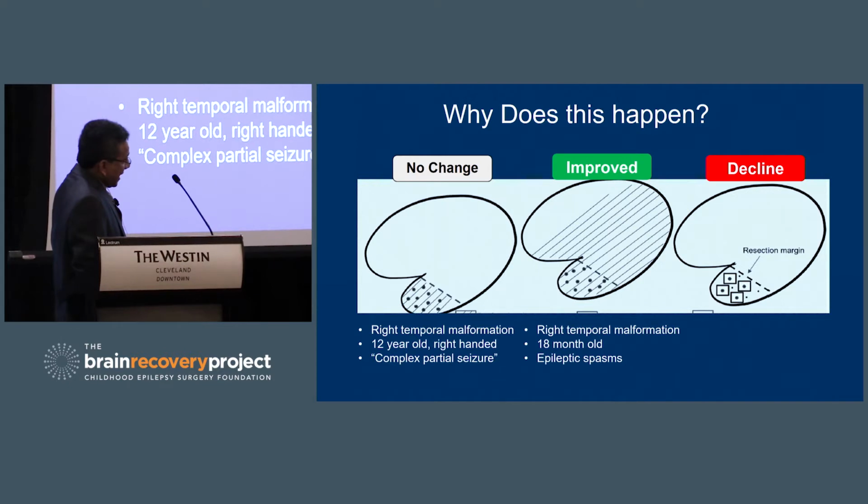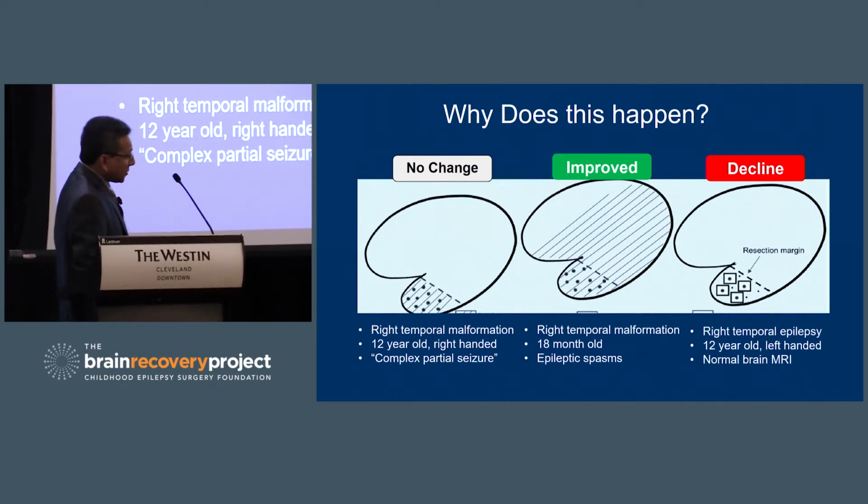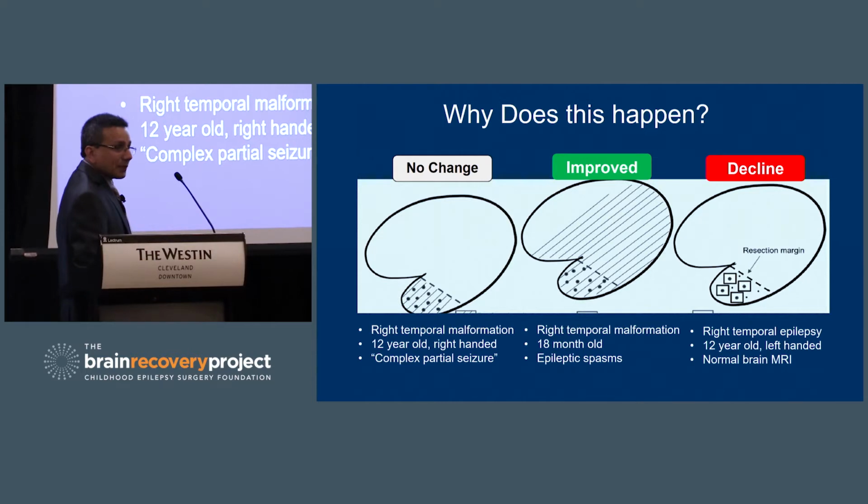Again, we are dealing with a right temporal epilepsy. This patient is left-handed, so right temporal is dominant, and the MRI scan is normal. So the epileptogenic zone is overlapping with the functional zone, and when we operate on this patient, we would expect the patient to have a decline in cognitive function.